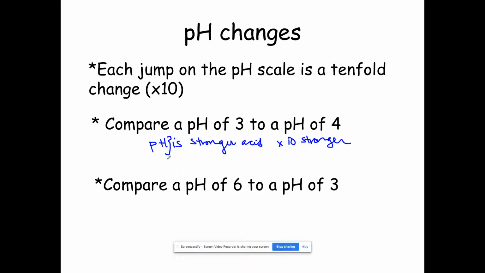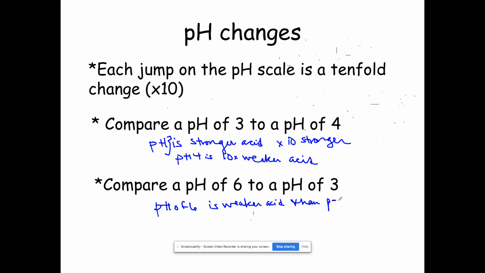Now, of course, when we compare, you could do either way. You could say pH 4 is a 10 times weaker acid. You could do that. All right, pH of 6 to pH of 3. So we'll talk about it with 6 first. So 6 is further up the pH scale, which means it is more basic. So weaker acid. So you can say pH of 6 is a weaker acid than pH of 3.